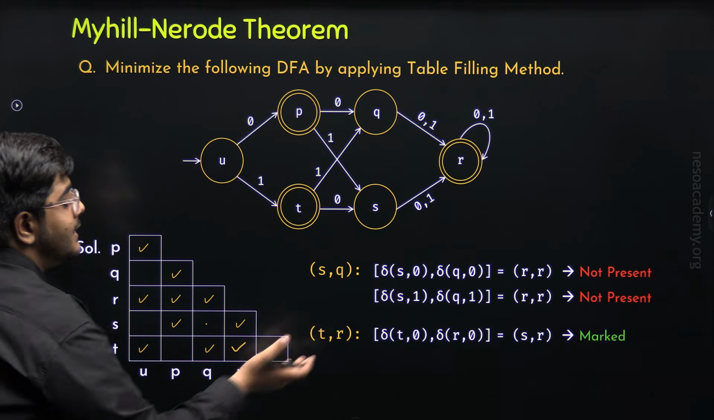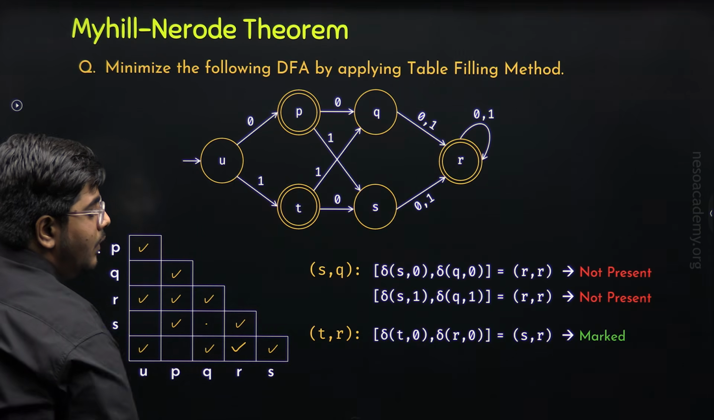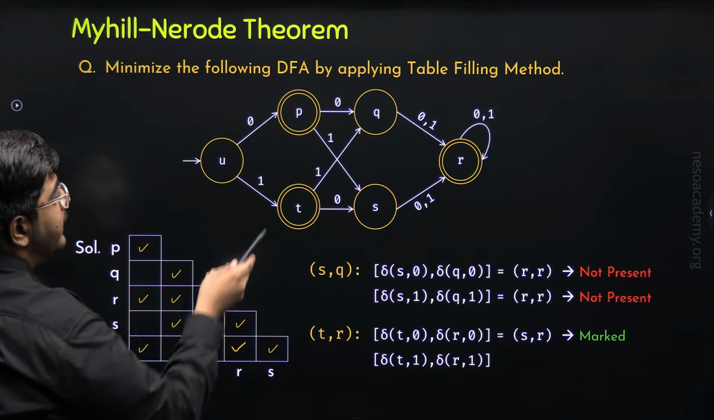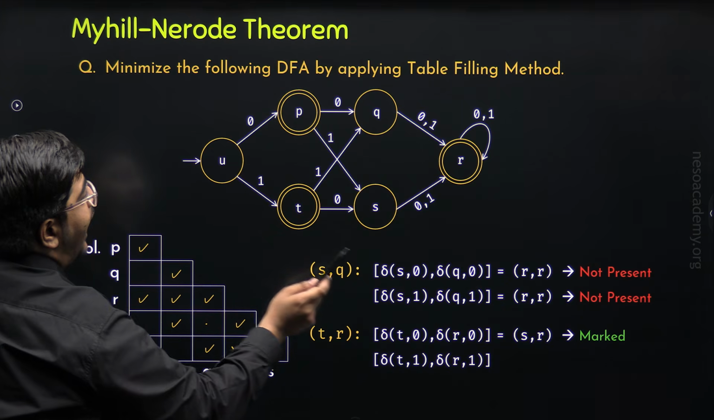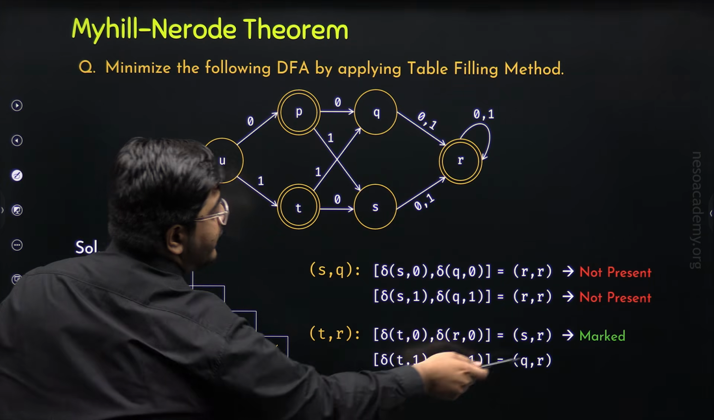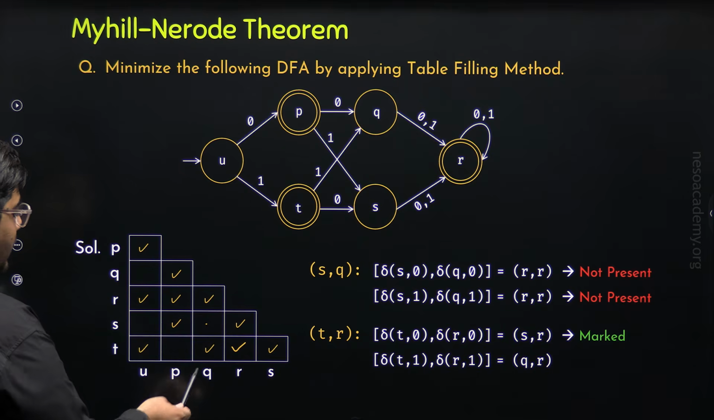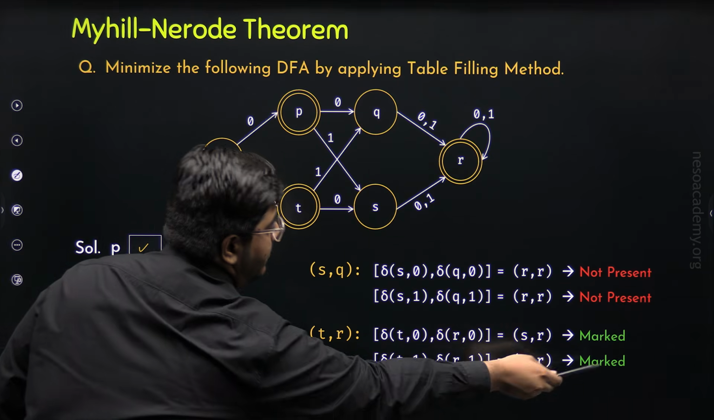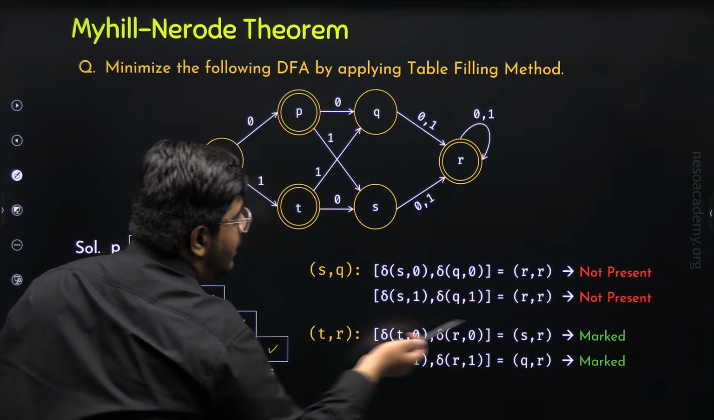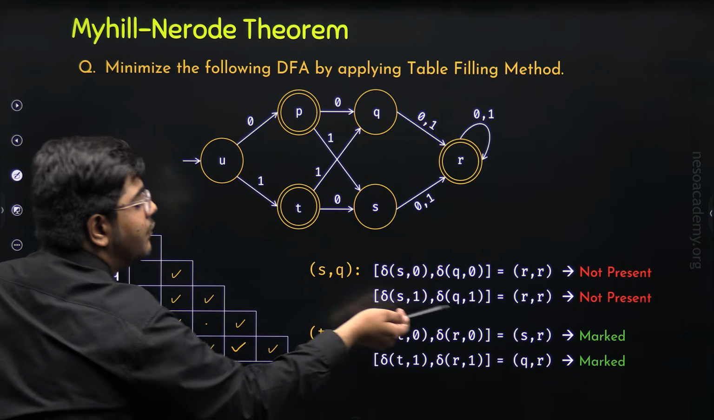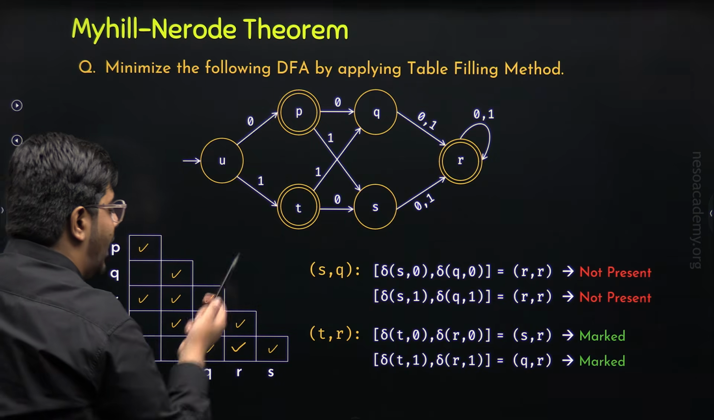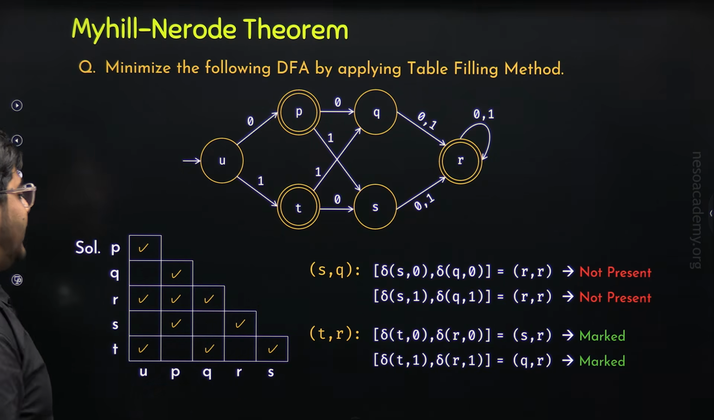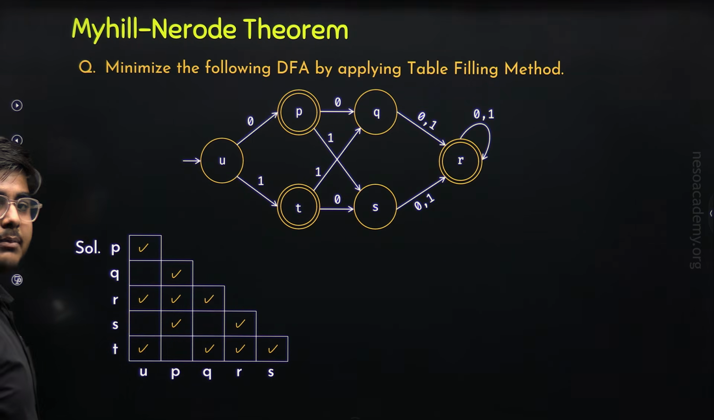But just for practice, let's calculate for the symbol 1 also. Delta T comma 1, delta R comma 1. Now, T comma 1 is Q and R comma 1 is R. So we will get QR. Let's check QR. This one is also marked. So we will write marked. Since both are marked, we can mark TR. Even if one was marked, we can mark TR, which we have already done. So after performing the first iteration, this is our final table.